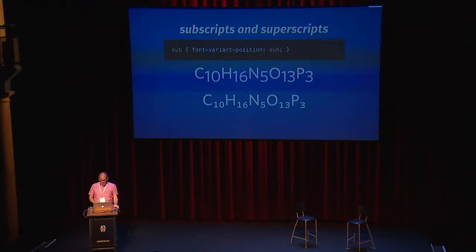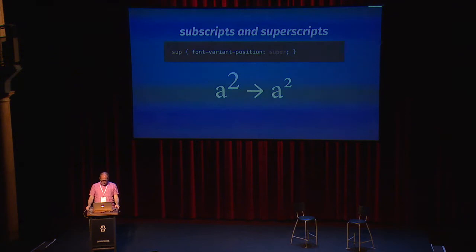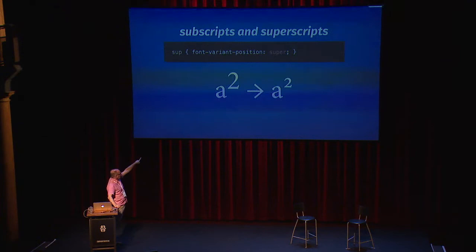But the one problem with this, and these are superscripts, is an example for Minion Pro, an Adobe font, a very well-designed Adobe font. This is what a browser will give you for A squared. But if you take the superscript glyphs from the font, this is what you get. So on the right side is what a type designer has designed for you.